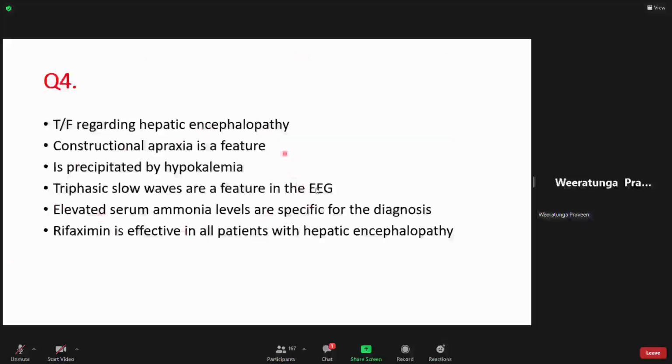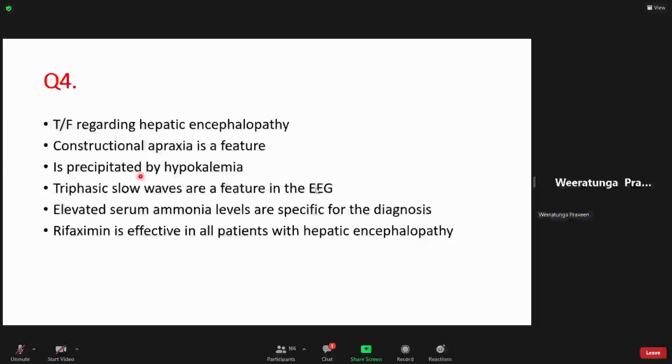Remember, ammonia levels are non-specific. Just because the serum ammonia is elevated doesn't mean that you can diagnose encephalopathy. It is high in most people, and you don't need it for the diagnosis. It's not specific. How do you treat encephalopathy? Mainly bowel opening, lactulose.